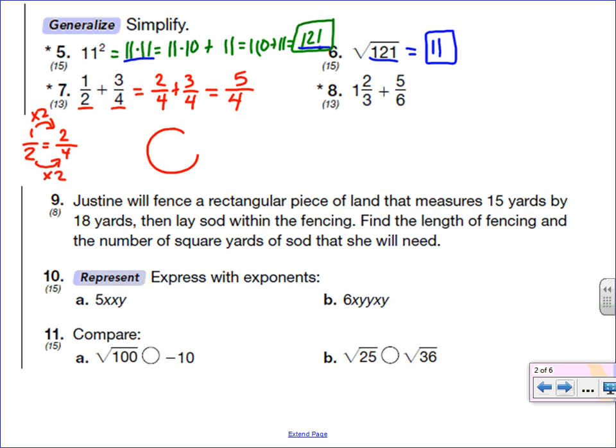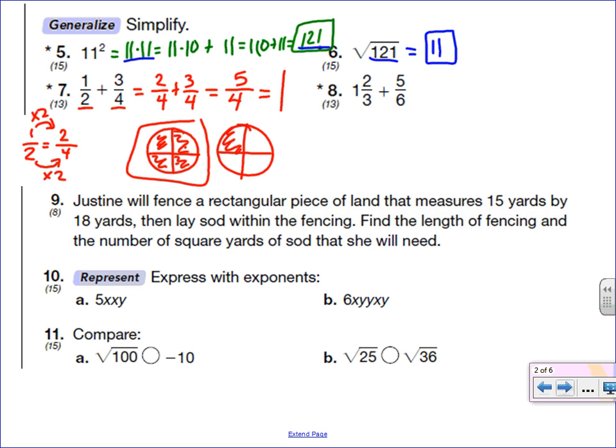So what 5/4 looks like is I have 1, 2, 3, 4, and then I have one more. So 1, 2, 3, 4, 5/4. Well, this right here is 1 whole, and then I have 1/4 left over. So 5/4 is 1 and 1/4.